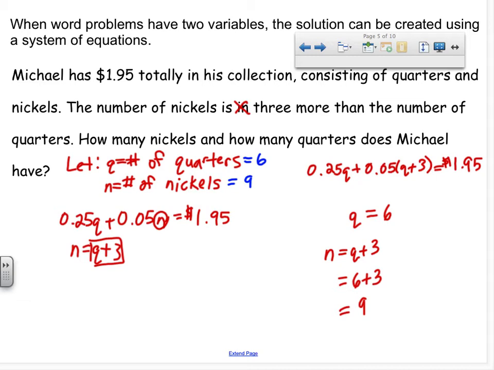So what I hope you guys see from this example is that even though it might not have been the quickest way to do it, whenever you have two variables and two scenarios, you can create a system of equations to solve a problem. So let's look at a different example.